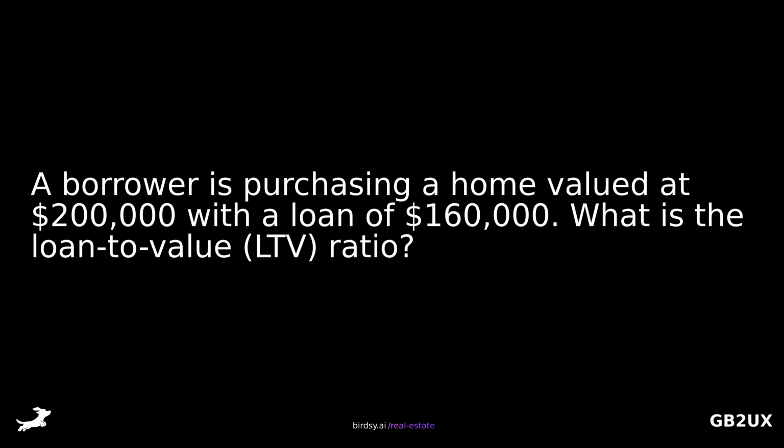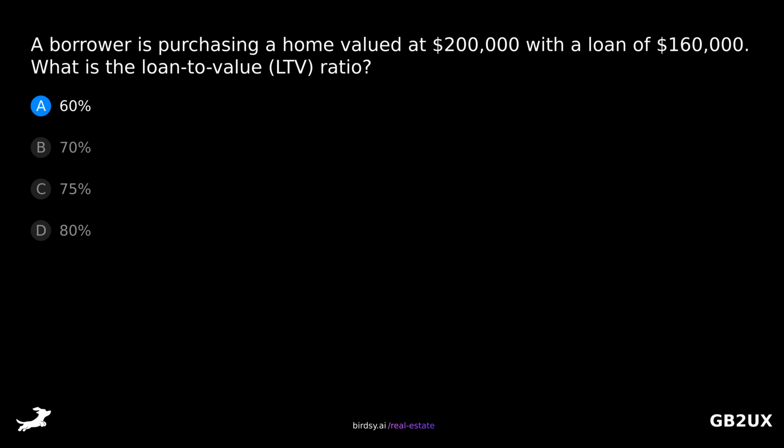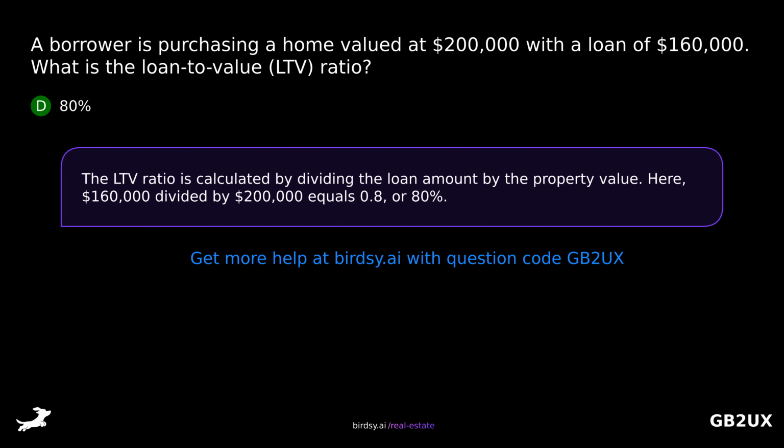A borrower is purchasing a home valued at $200,000 with a loan of $160,000. What is the loan-to-value ratio? Is it A. 60%? B. 70%? C. 75%? Or D. 80%? The answer is D. 80%. The LTV ratio is calculated by dividing the loan amount by the property value. Here, $160,000 divided by $200,000 equals 0.8, or 80%.